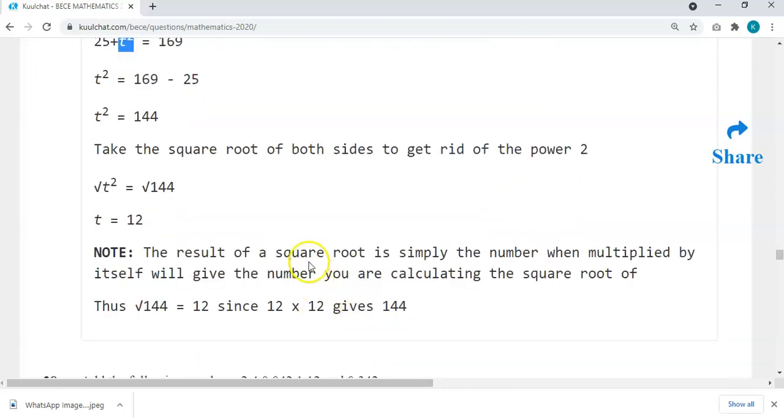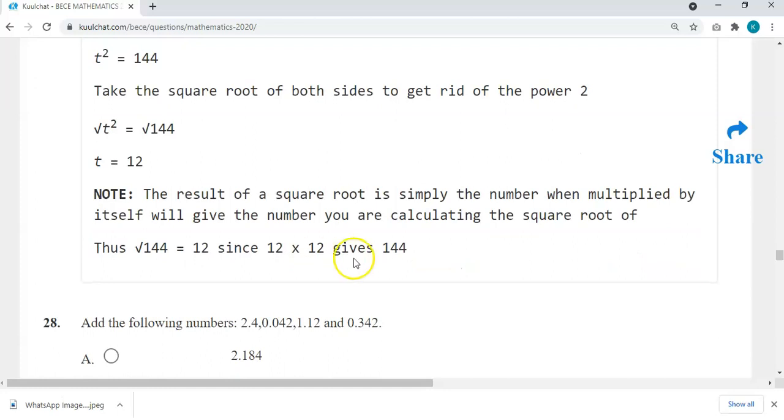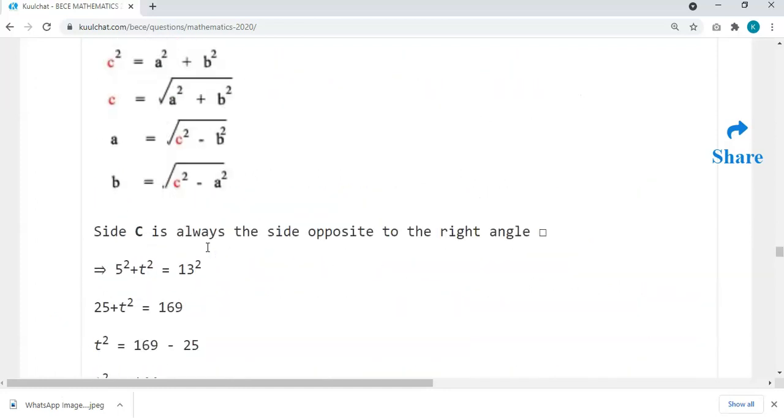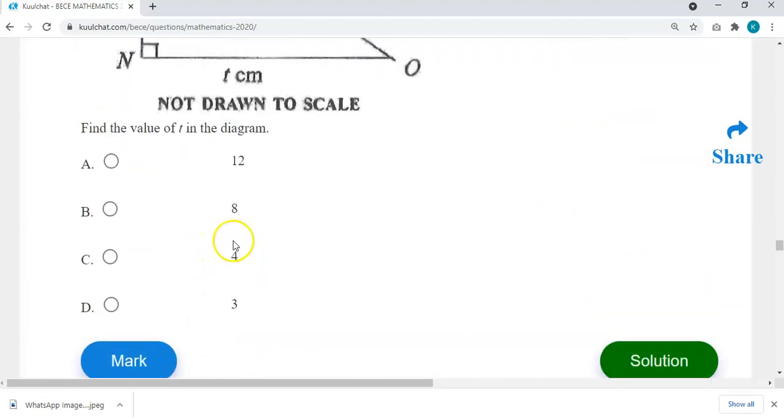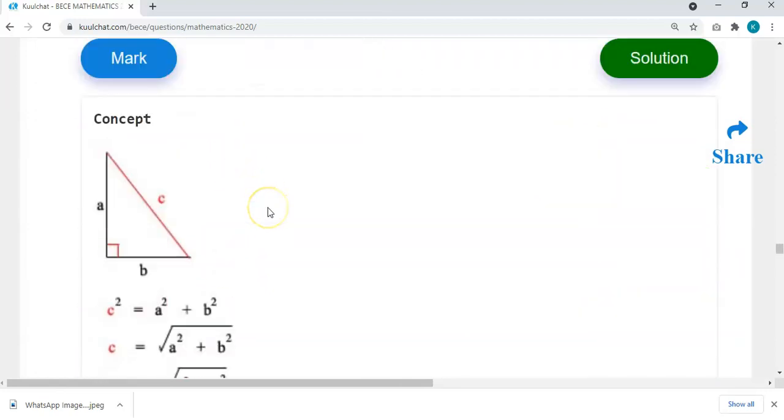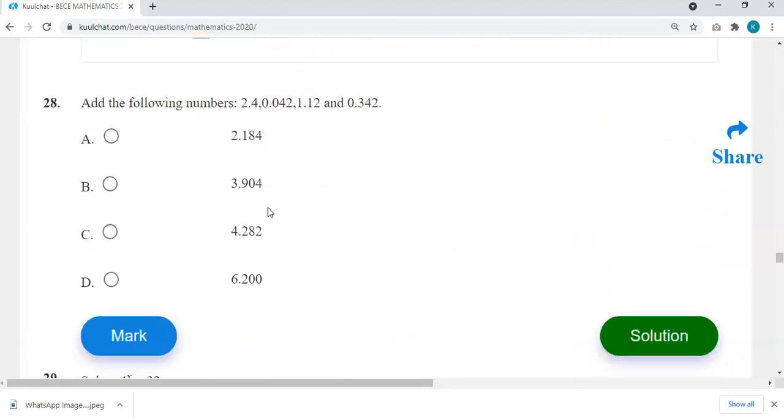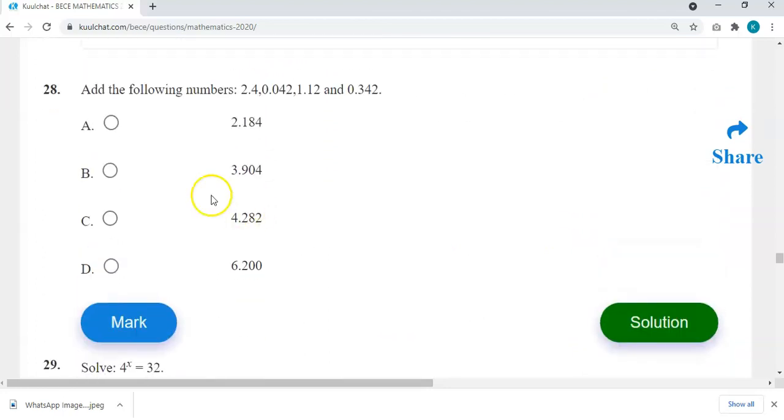So that's basically that. Then we move on. So the answer is 12. Okay, so that would be it. So we move on to question number 28. It says, add the following numbers: 2.4, 0.042, 1.12, and 0.342.